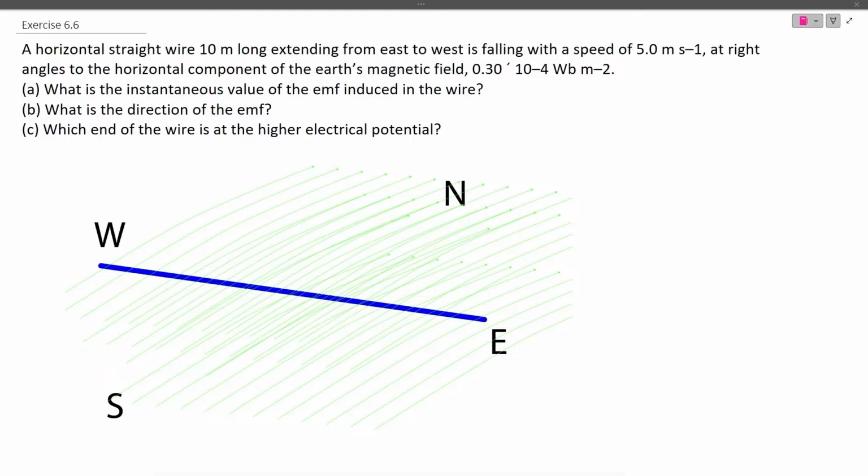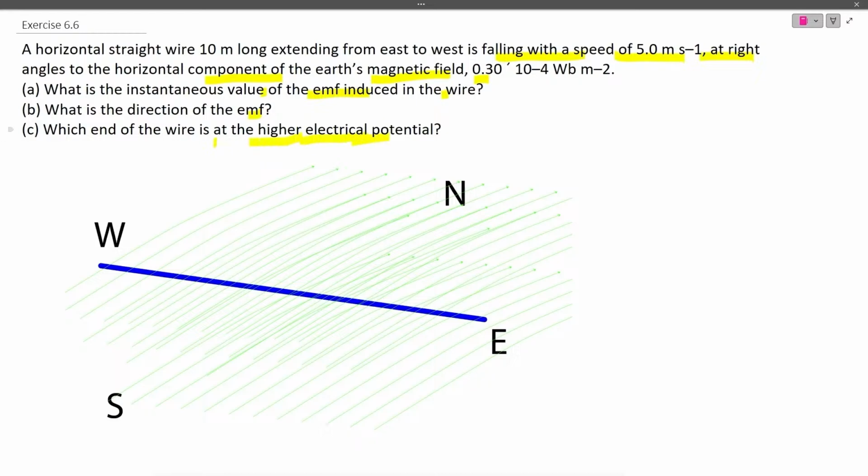The question says that a horizontal straight wire 10 cm long extending from east to west is falling with a speed of 5 meter per second at right angles to the horizontal component of the Earth's magnetic field, that is 0.30 Weber per meter square. What is the instantaneous value of EMF induced in the wire? What is the direction of EMF, and which end of the wire is at the higher electrical potential?